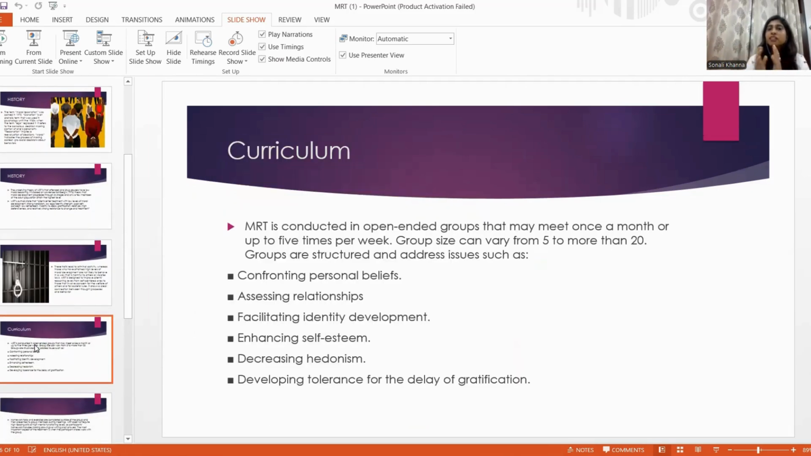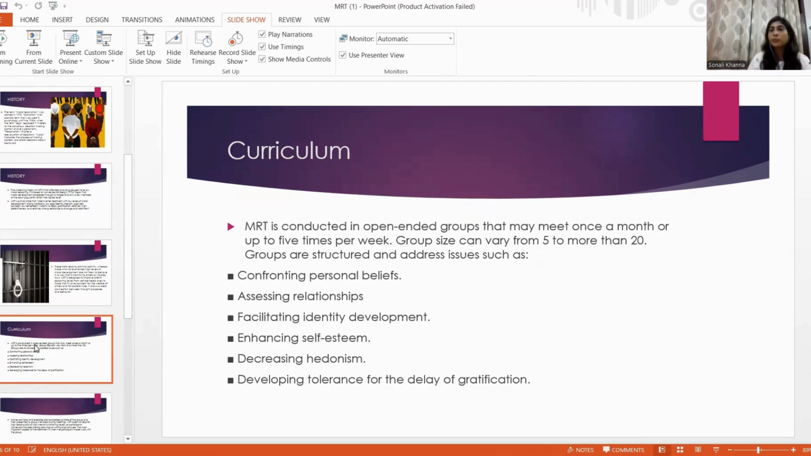As for the curriculum, when MRT is being applied in prisons, there is a curriculum that is followed. MRT is conducted in open-ended groups that may meet once a month or up to 5 times per week. Group size can vary from 5 to more than 20. Groups are structured and address issues such as confronting personal beliefs, assessing relationships, facilitating identity development, enhancing self-esteem, decreasing hedonism, and developing tolerance for the delay of gratification.